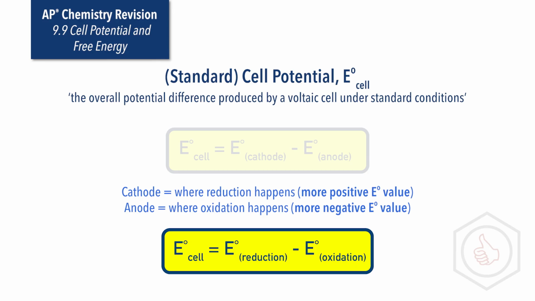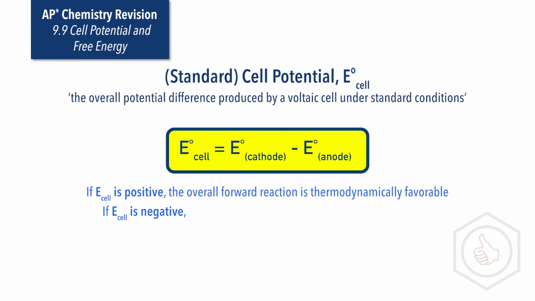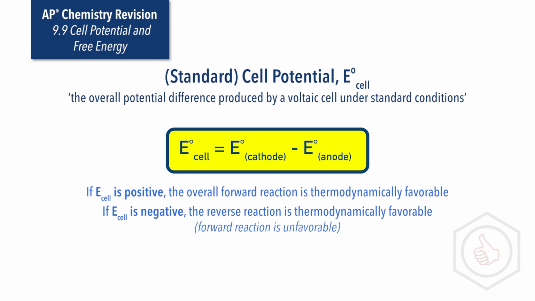If the E cell value calculated is positive, the overall reaction is favorable. If, however, the E cell value is negative, the reverse reaction is favored, but the forward reaction is unfavorable. If the E cell value is 0, that means the system is at equilibrium and there is no net forward or reverse reaction overall. We can also link Gibbs free energy change, delta G, to electrochemistry.